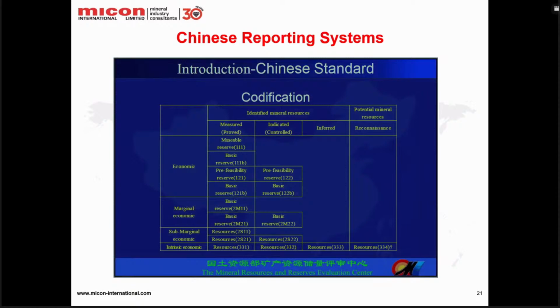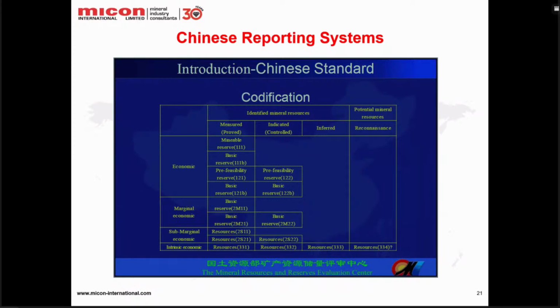So this is the Chinese reporting system. I don't know if you see it very well, but in this case, I hope you see it. You can see this as a flat table, and probably this flat table can give you a little bit more information. You can see the level of the exploration, you can see the different categories, and you can see the code with the numbers.